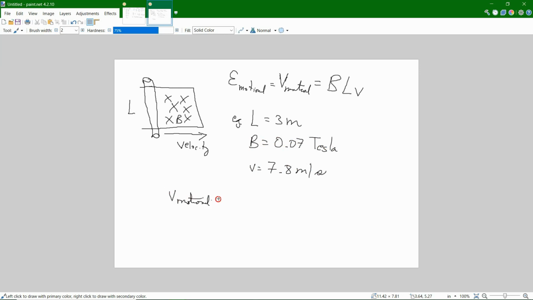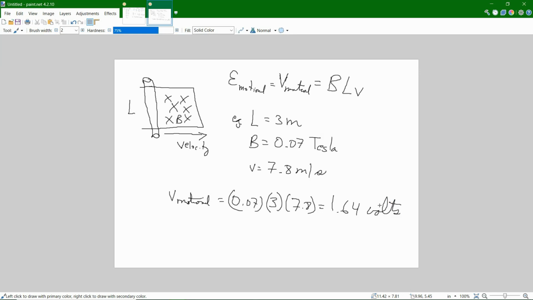So it's BLV, so 0.07. You can check the units yourself, see how it gets out. 0.07 times 3 times 7.8. And you end up with 1.638 or 1.64 volts.